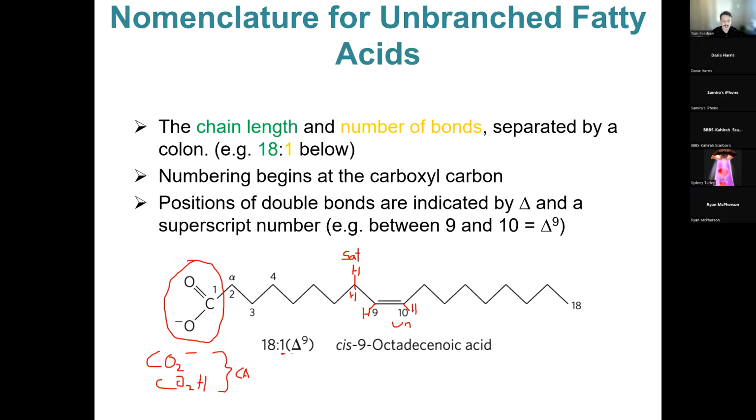And then this delta here refers to the positioning of the double bond, and it's delta 9, which means that the double bond is at the 9th carbon. And these double bonds are usually in the cis conformation. You know, you have your cis and trans conformations.